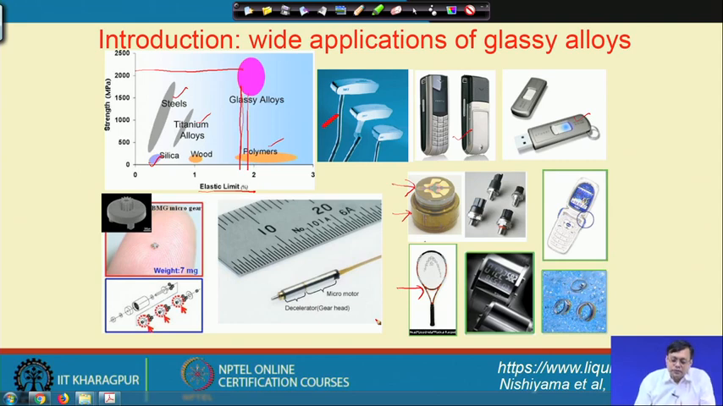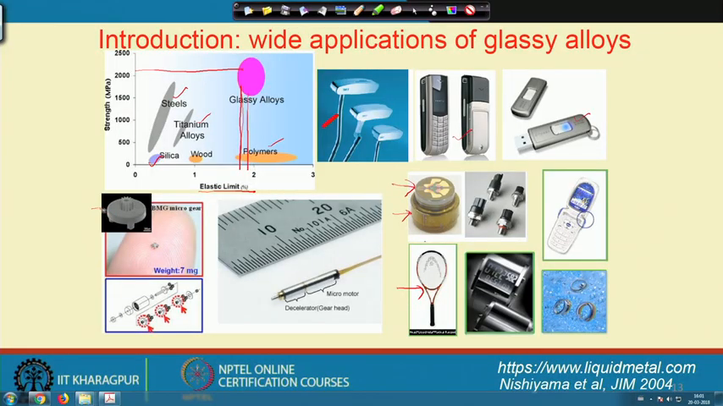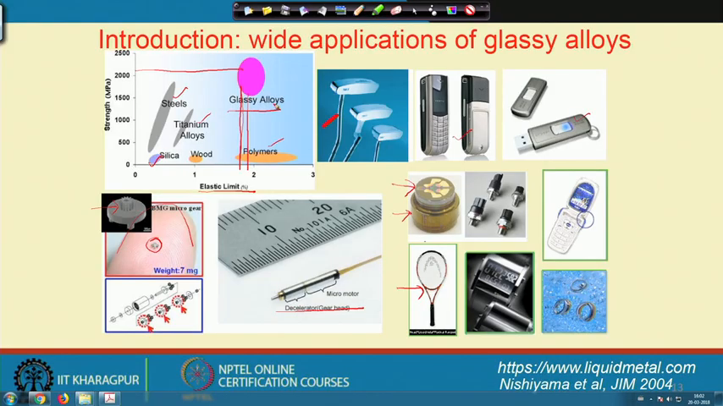On the other side of the mechanical properties, these materials show very good soft magnetic properties. Soft magnetic properties means almost zero core losses. So, we can take advantage of the smaller dimension. This is a typical fingertip, and this is the dimension of such a small motor that is used for developing a micro motor. So, not only the mechanical properties, but also many other functional properties like magnetic properties, these glassy alloys could be used.